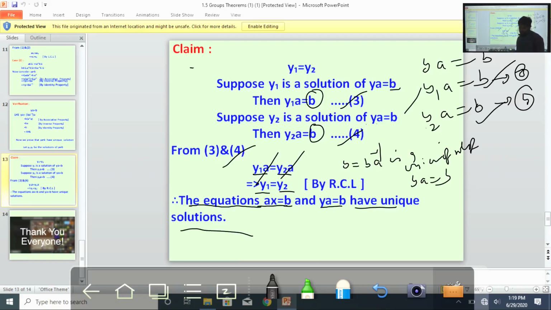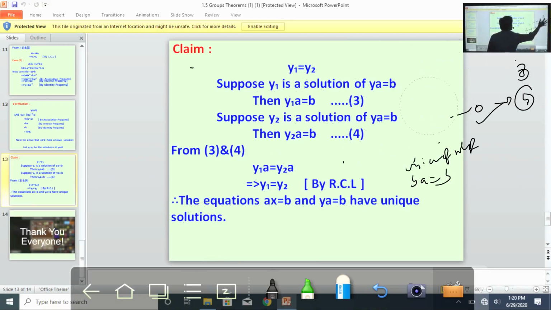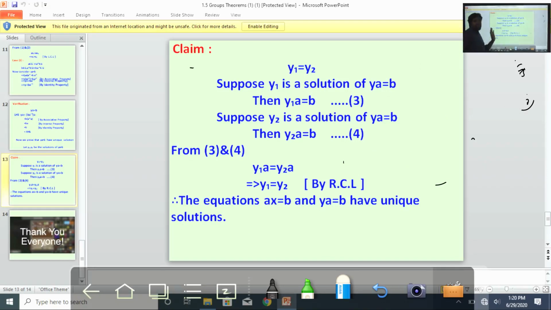Understand? What is this theorem? What is the theorem? I repeat. Let G be a group, and a, b, x, y belong to G. Then the equations Ax = b and Ya = b have unique solutions in G. This is the theorem. Okay, students?